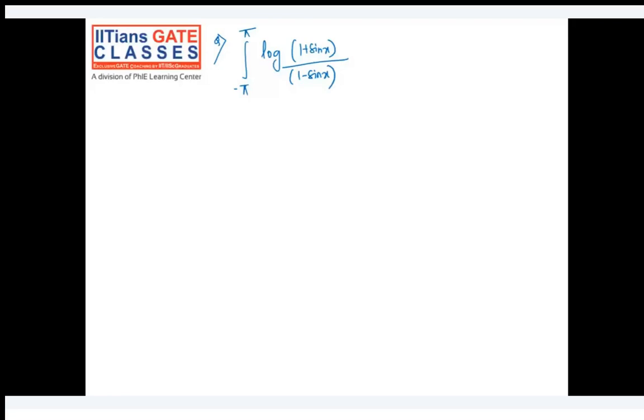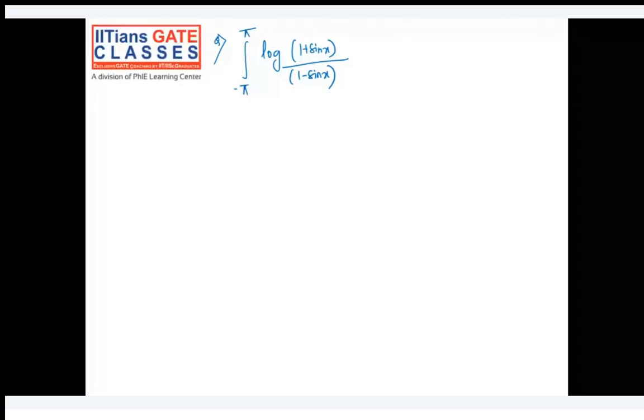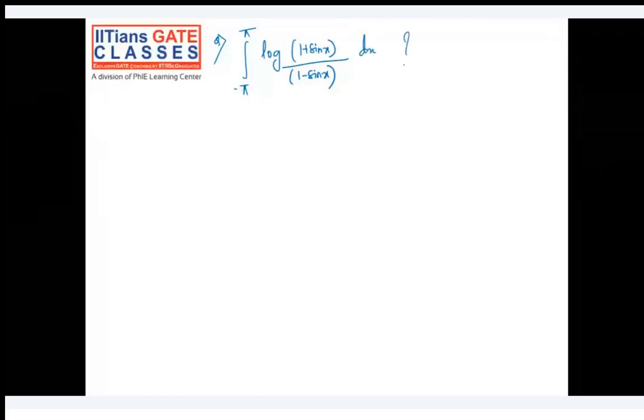You remember the formula I have given to you. Whenever your limits are of opposite sign, like minus a to a, f of x dx, either you can convert it to 2 times 0 to a f of x dx, or it will be 0, depending on whether the function is even or odd. If your f of x is even, you have to use the first formula. If f of x is odd, you have to directly write the 0 answer.